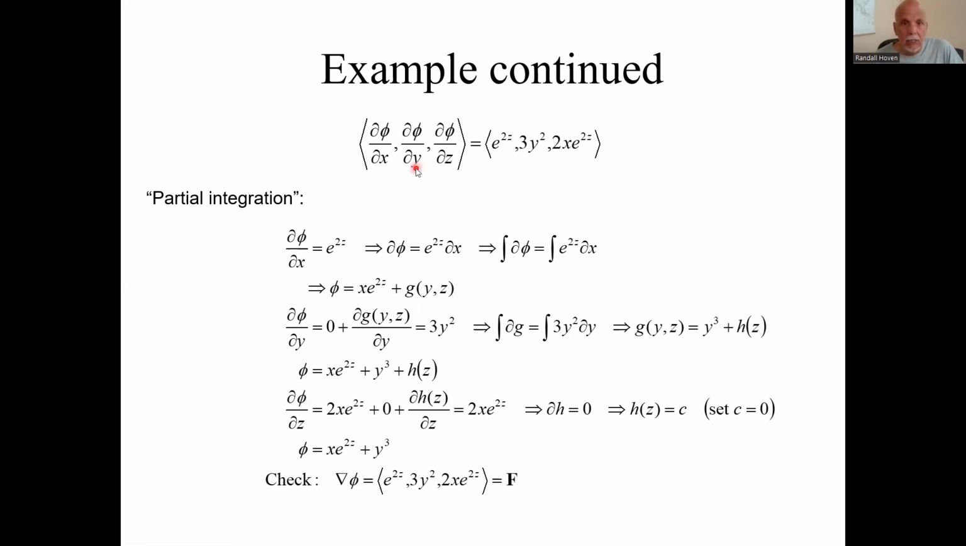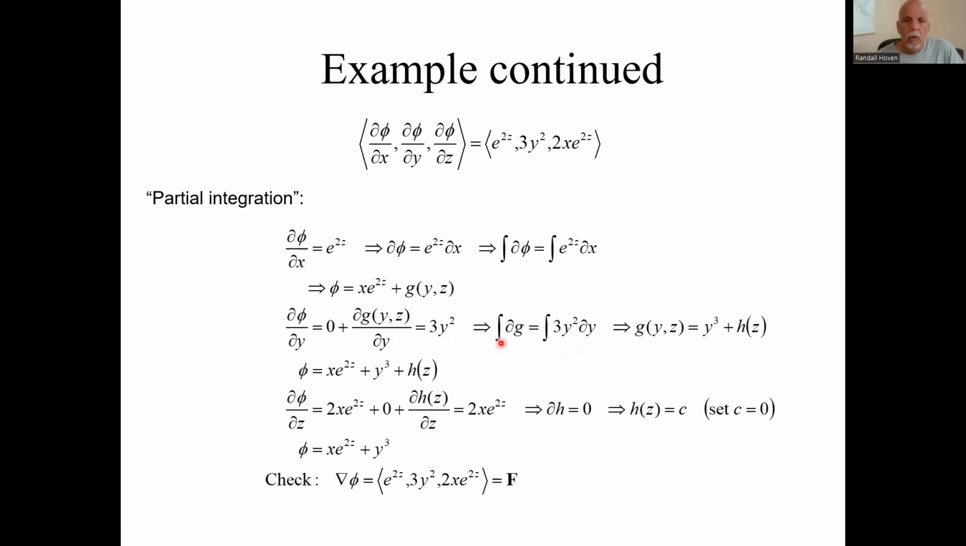So the next thing says partial of phi with respect to y equals 3y squared. But here's what phi was. Its partial with respect to y: there's no y in this thing, so that's a 0. And this will just be the partial of g with respect to y. Do the same kind of trick, multiply through by partial y, take the integral of both sides.